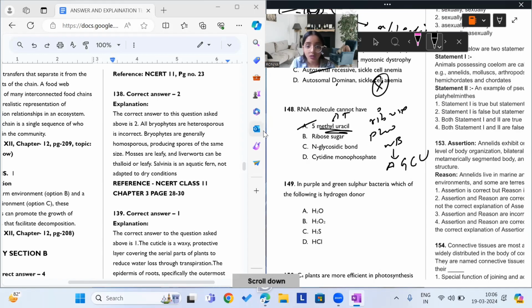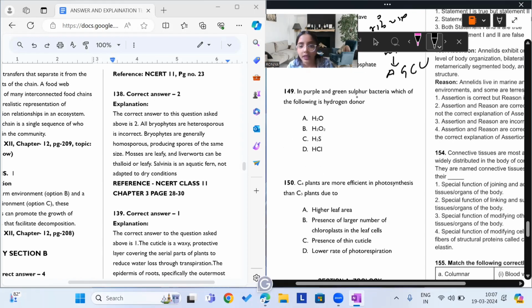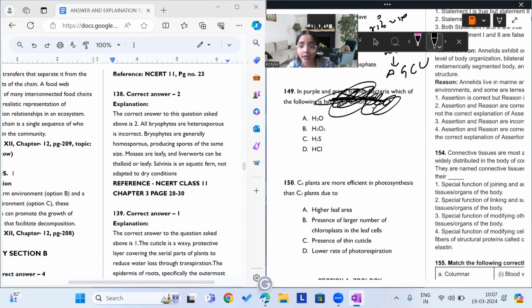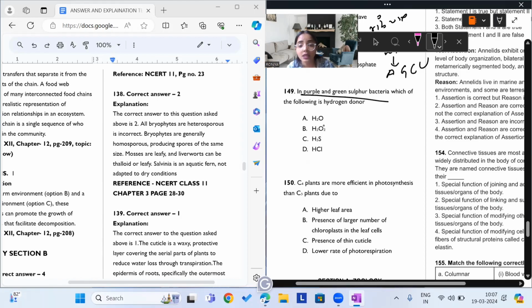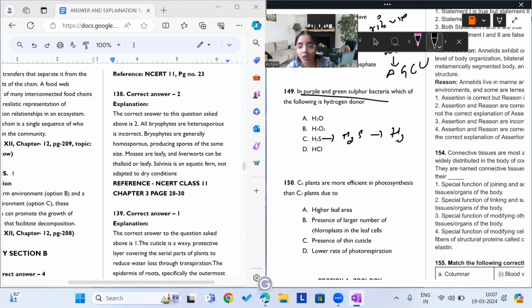What does 149 say? In purple and green sulfur bacteria, which of the following is the hydrogen donor? The hydrogen donor is hydrogen sulfide. They are sulfur bacteria, right? So for a reason they are called sulfur bacteria. Why are they called sulfur bacteria? Because they use hydrogen sulfide as the hydrogen donor during synthesis of food. So the answer is option number 3.